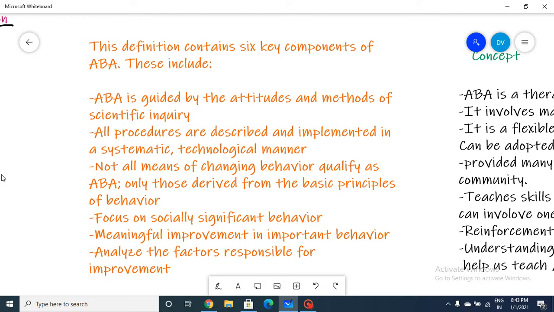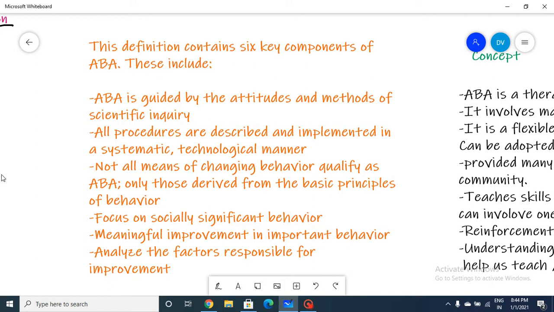So, meaningful improvement in important behavior. Here, meaningful improvement is something where we can't expect a sudden change. It should happen step by step and it should be permanent. Once we learn to walk, we never try to learn to walk again, unless we get some difficulties walking after a certain age, like in old age, when you may get hurt or something. If not, we won't learn again and again how to walk once we have learned.